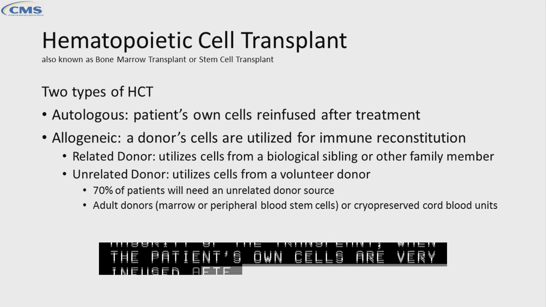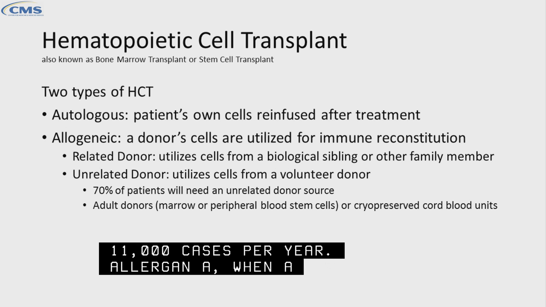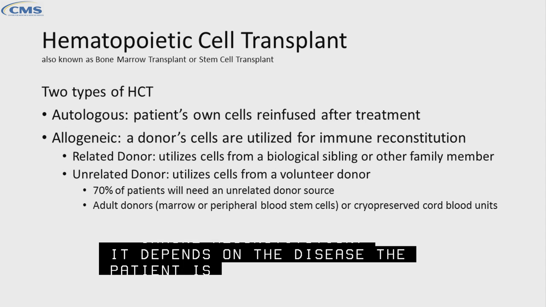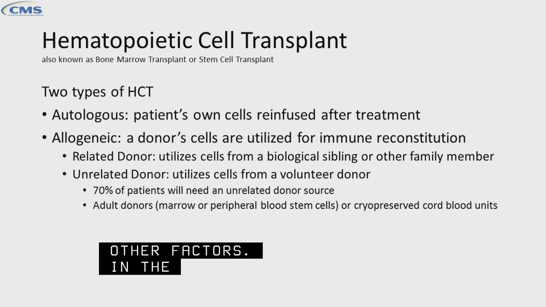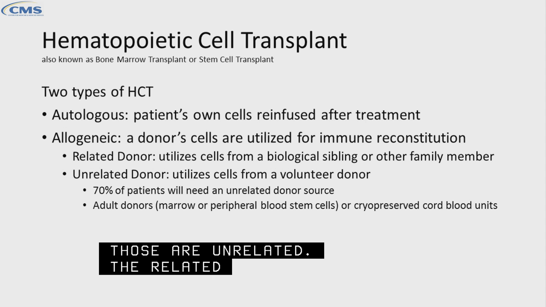And allogeneic, which is when a donor's cells are needed for immune reconstitution, and the difference between the two depends on the disease that the patient is being treated for and a number of other factors. So in the allogeneic setting, there are about 8,000 transplants per year. About 6,000 of those are unrelated. The related donor utilizes cells from a biological sibling or other family member.